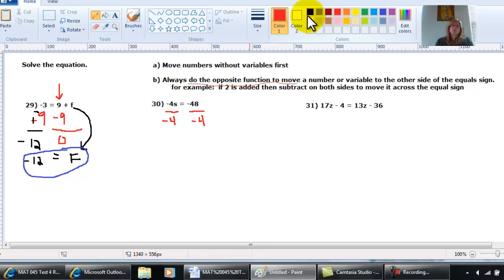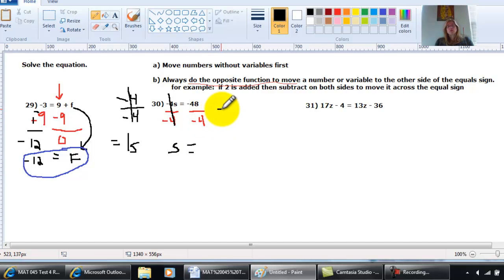So remember, any number over itself, you have -4 over -4 times the s. Anytime you have a number over itself, it's equal to 1. That equals 1. So it then becomes 1 times s. So you simply cancel out that -4 in that way, and you're left with an s. So you have s equal to -48 divided by -4.